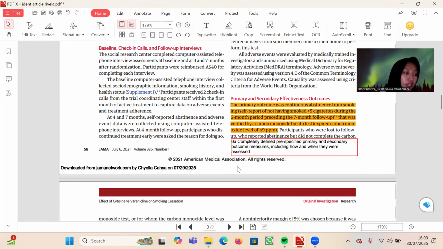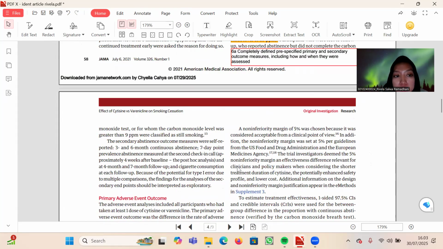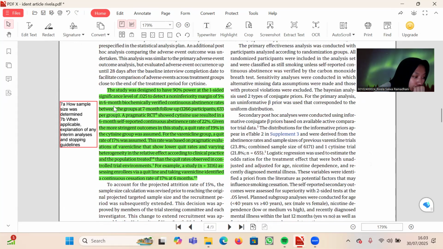Next is item 7A, sample size calculation. The assumption was a 19% quit rate for cytisine and 17% for varenicline. They planned the number of participants based on 19% power and a 5% non-inferiority margin. The study was designed, this is 7A.